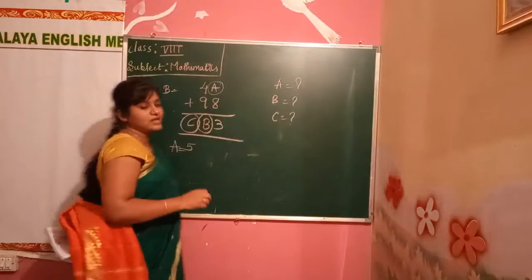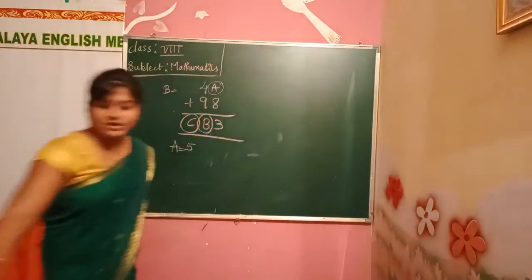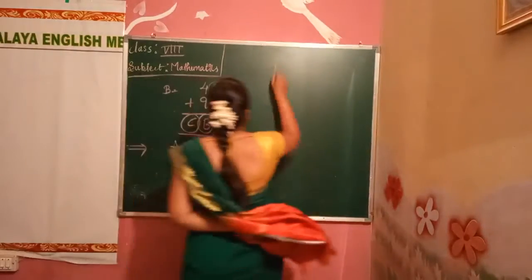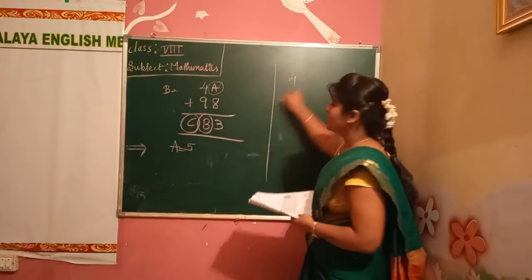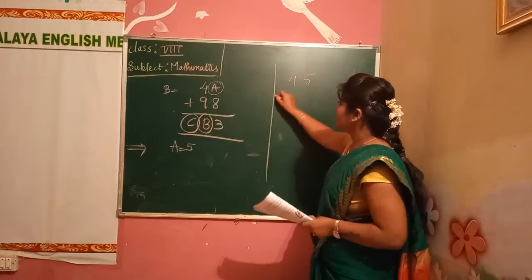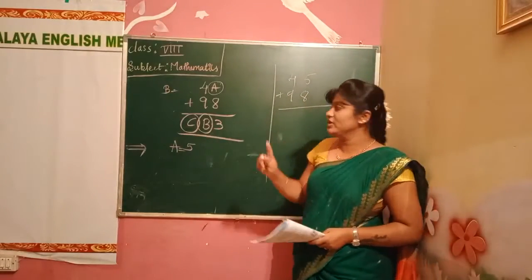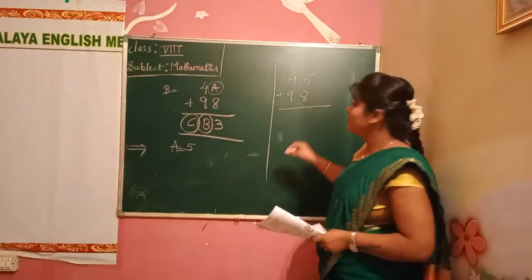So start doing now. When we put 5, I will do it here on the rough side. In 4A, what will I put here? 5. Plus 9, 8. Okay, I am putting only the A value there. So 8 plus 5 will be what?